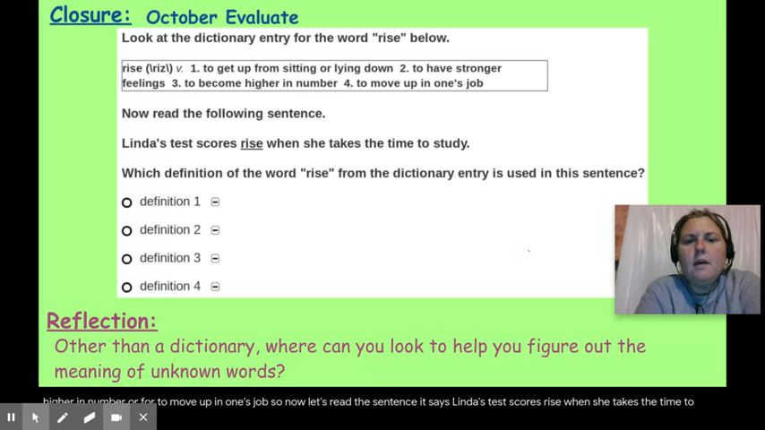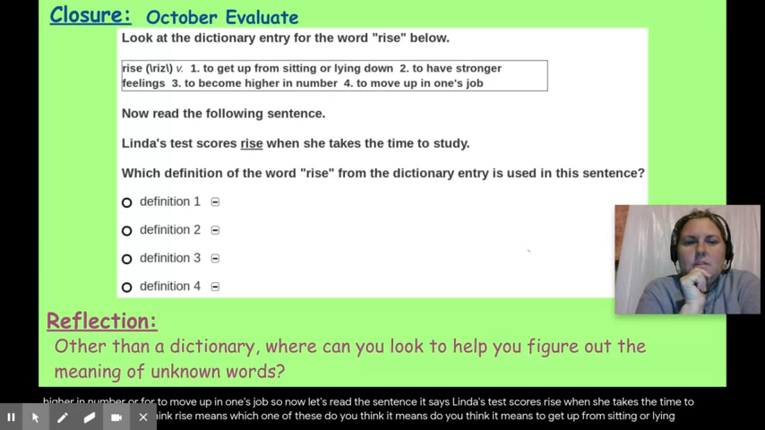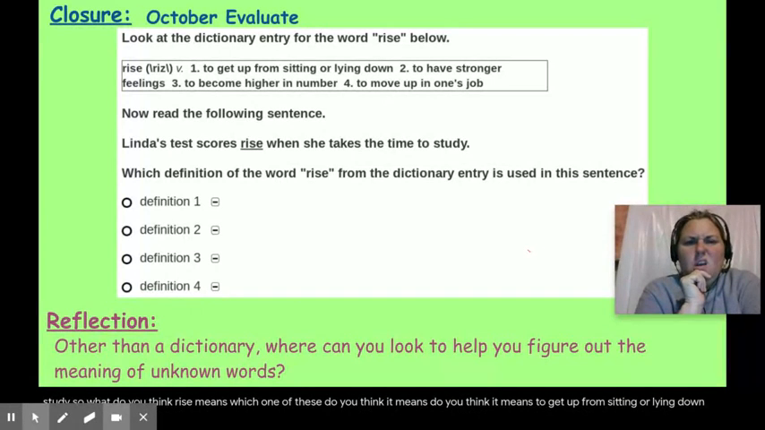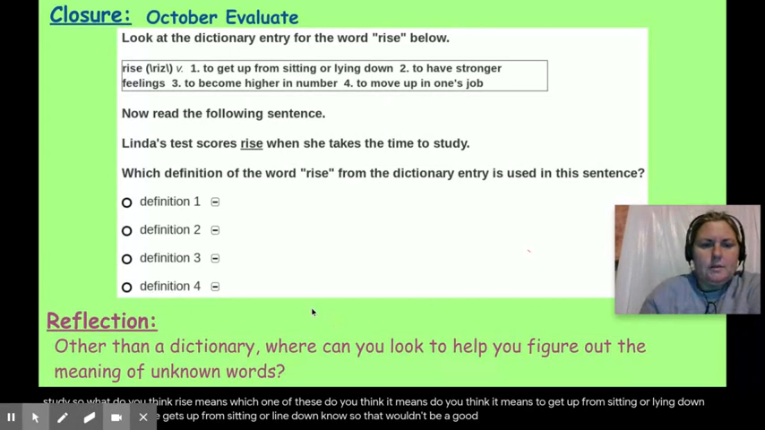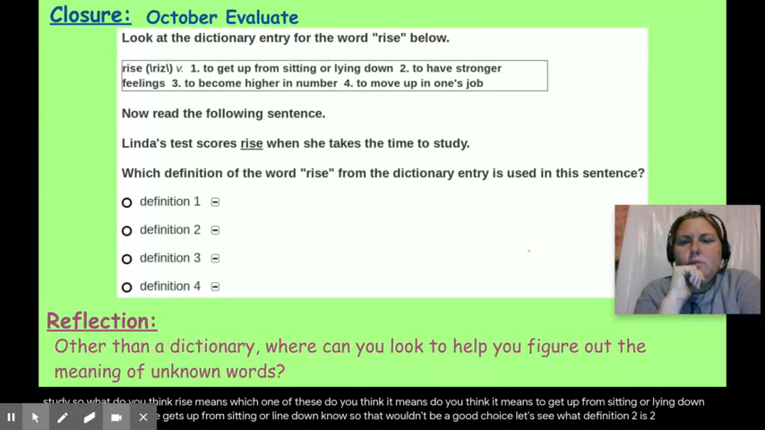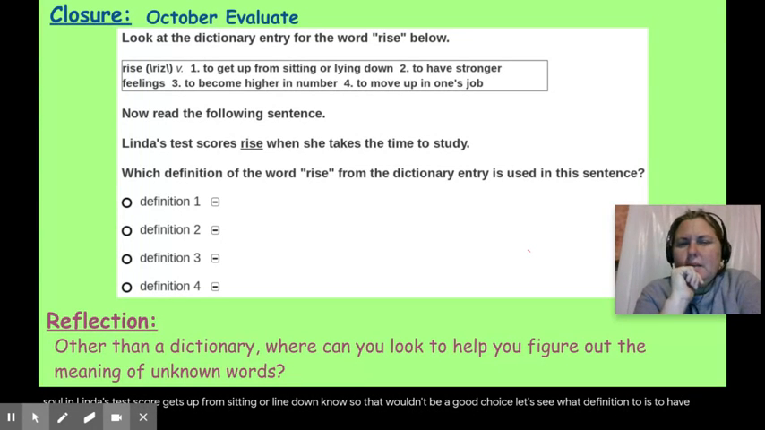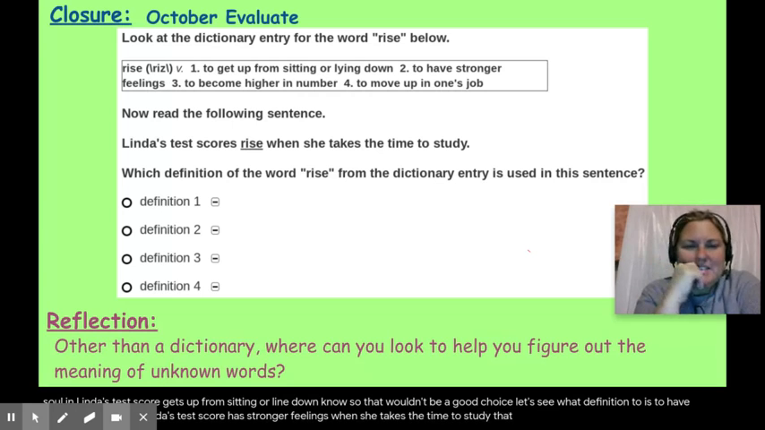So what do you think rise means? Which one of these do you think it means? Do you think it means to get up from sitting or lying down? So Linda's test score gets up from sitting or lying down? No. So that wouldn't be a good choice. Let's see what definition 2 is. To have stronger feelings. So Linda's test score has stronger feelings when she takes the time to study. That sounds silly, doesn't it? So 2 wouldn't be good.